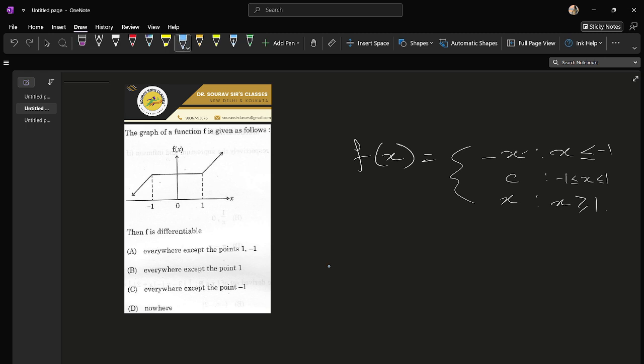Okay, so our option A will be the correct answer of this question. That means our function is differentiable everywhere except the points 1 and -1. So the function is differentiable everywhere except at 2 points, which are 1 and -1.